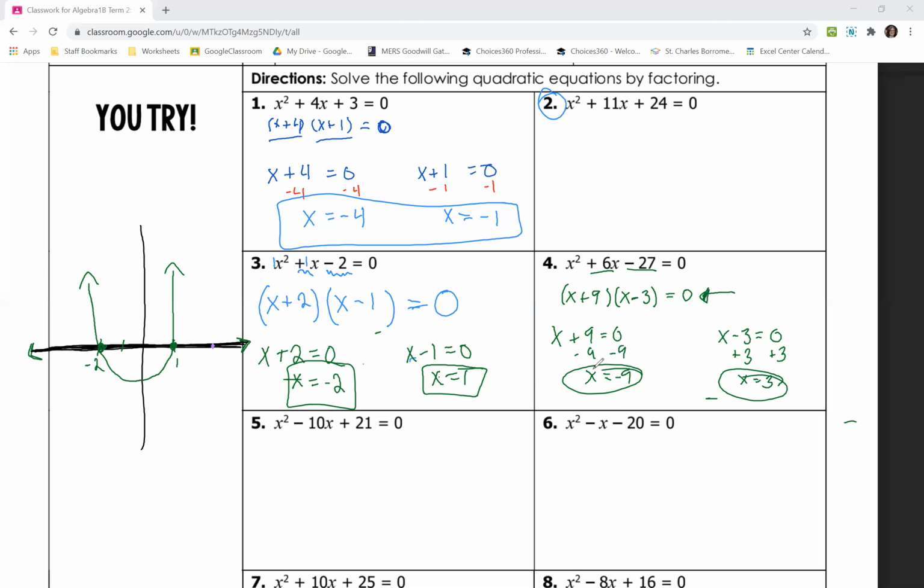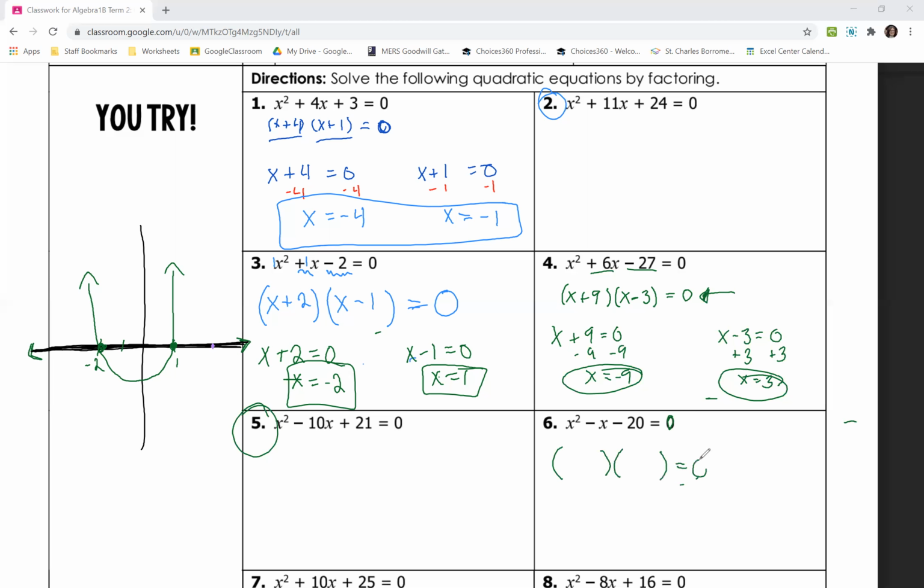Okay, I'm going to leave number 5 for you guys to do. Let's do number 6. So I have a quadratic equation. It's already set equal to 0. Okay, so keep that in mind. Sometimes we're going to find out you got to solve it. And then since it's a trinomial, I know it's going to be factored into 2 binomials.